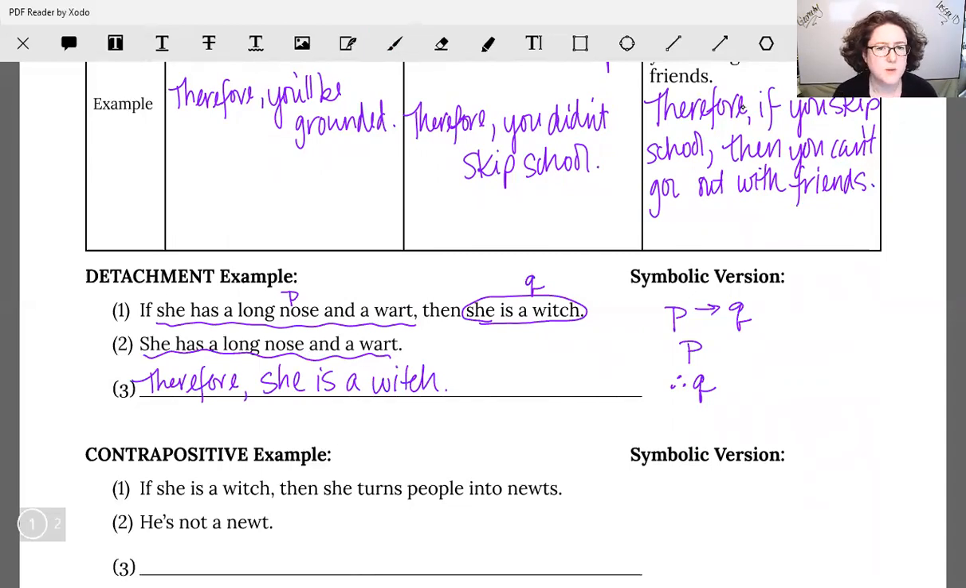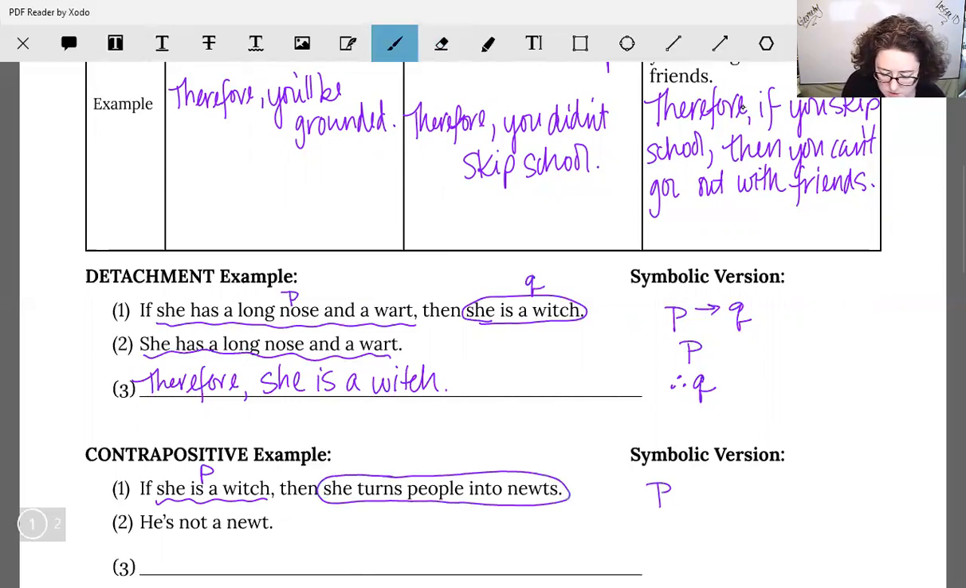Alrighty, so again, repeating the idea for detachments. Contrapositive, we're really just writing our contrapositive statement over again. So if she is a witch, then she turns people into newts. So again, let's identify hypothesis and conclusion. So in this one, if she is a witch, that's going to be what we'll count as our hypothesis, our P. Then she turns people into newts. So let's call that our Q statement.